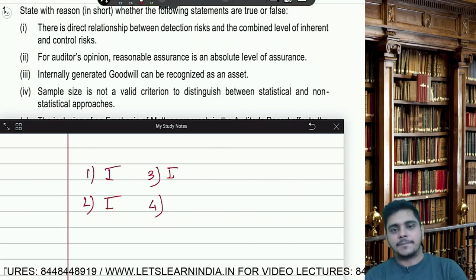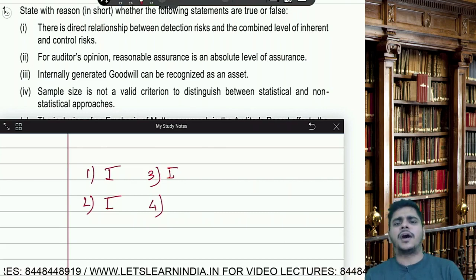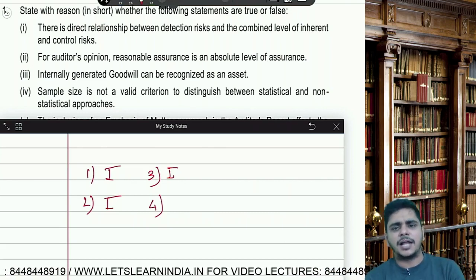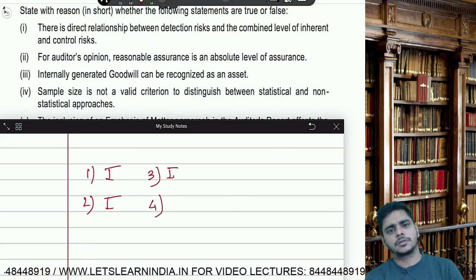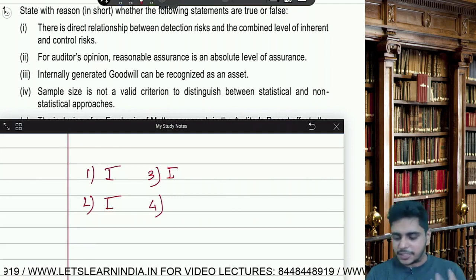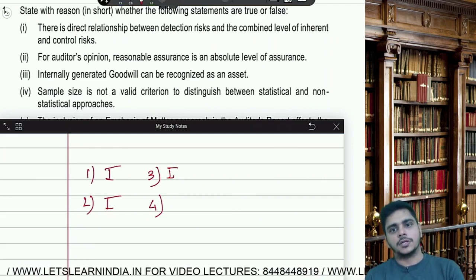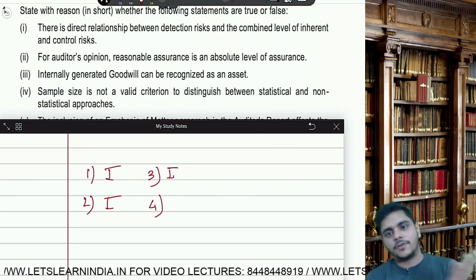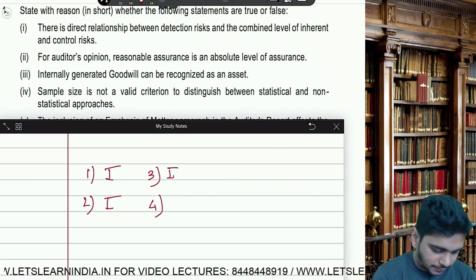Fourth, sample size is not a valid criteria to distinguish between statistical and non-statistical approach. Correct. It is auditor's judgment, auditor's experience, where you want to use, whether you want to use for statistical sampling or whether you want to go for non-statistical sampling.